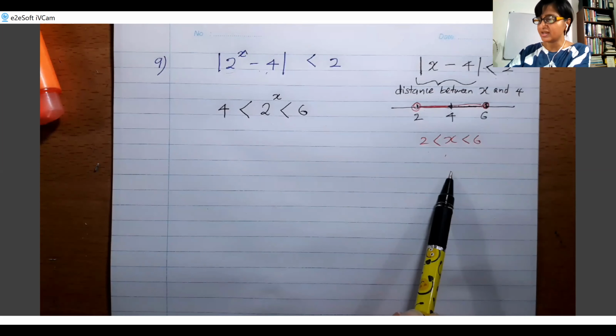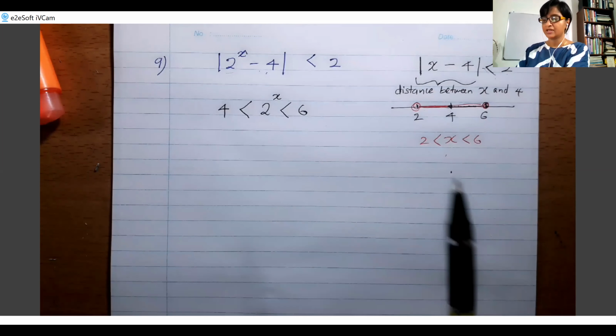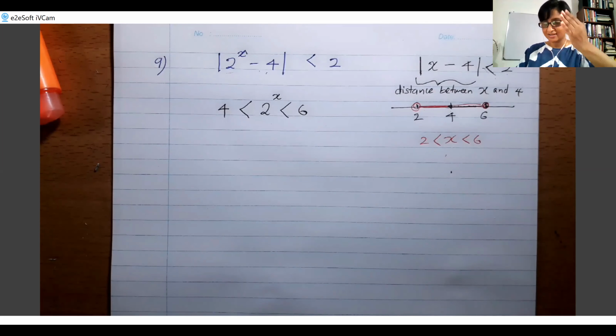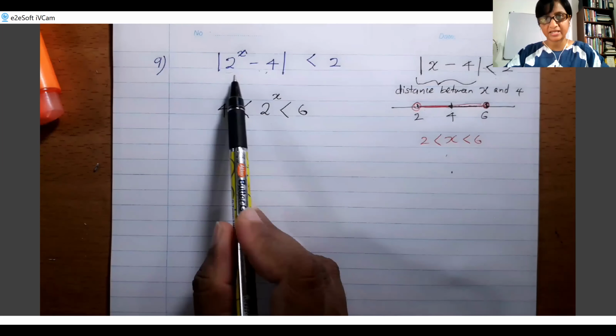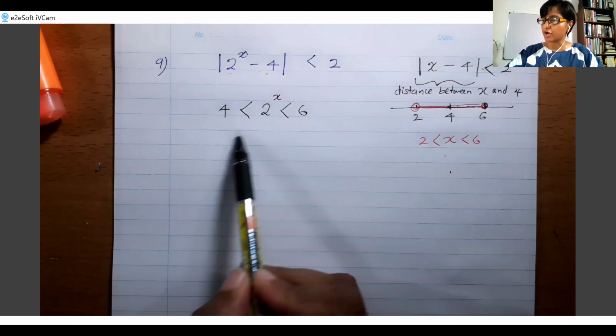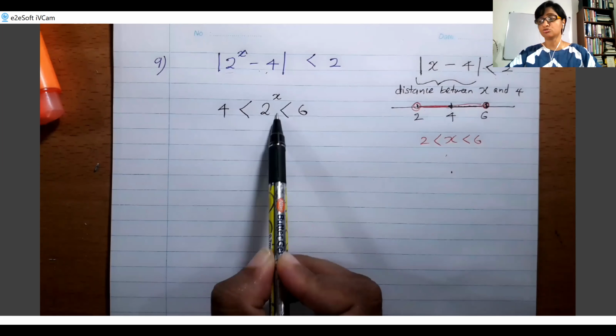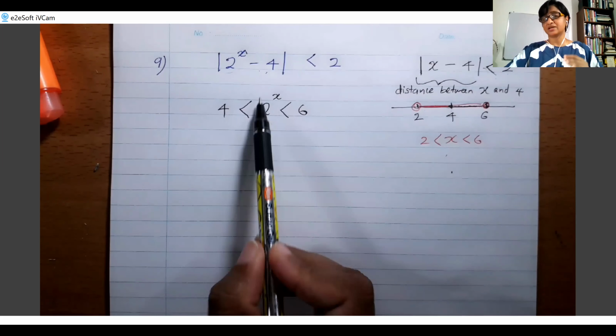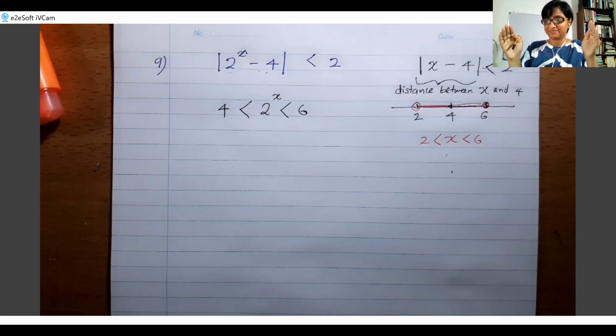This has to be very clear to you. Please take time to really think about it and understand it. Okay? So from this inequality statement, you have to be able to write this. This is what it means. This unknown number, which is 2 to the power of x, is between 4 and 6. Now, you want to solve for x.